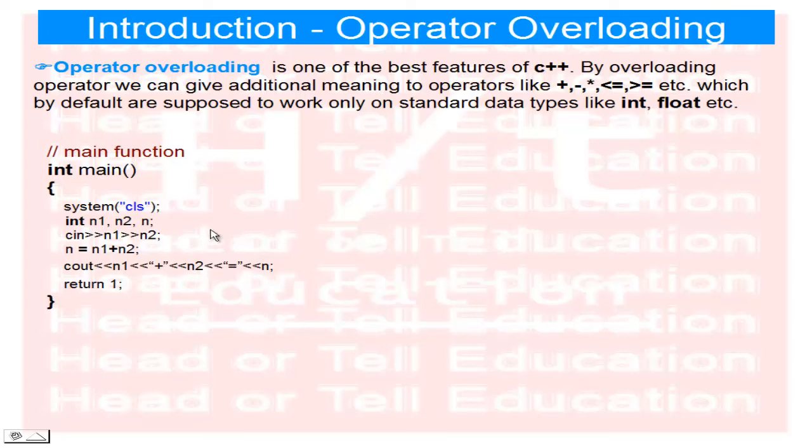If this program is run, the output is very simple. If you input two numbers, for example 5 and 9, the sum of 5 and 9 is equal to 14. This is the result of this program. But these are all standard data types.